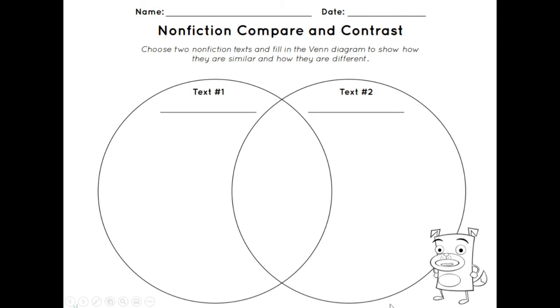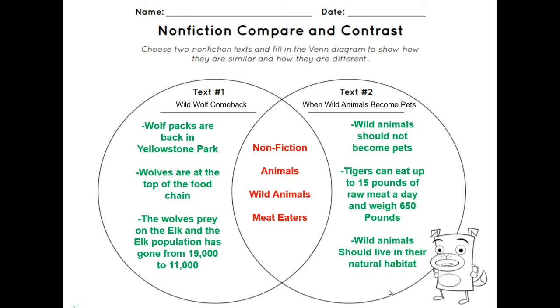All right, we are back, and I am going to show you the answers of what you possibly could have. So, under text 1, Wild Wolf Comeback, it says wolf packs are back in Yellowstone Park, wolves are at the top of the food chain, and the wolves prey on the elk, and the elk population has gone from 19,000 to 11,000. On text 2, When Wild Animals Become Pets, wild animals should not become pets. Tigers can eat up to 15 pounds of raw meat a day and weigh 650 pounds. Wild animals should live in their natural habitat.